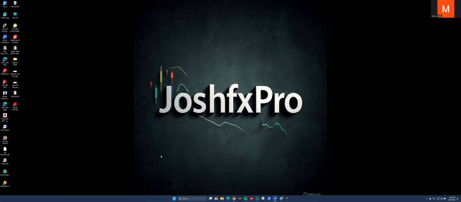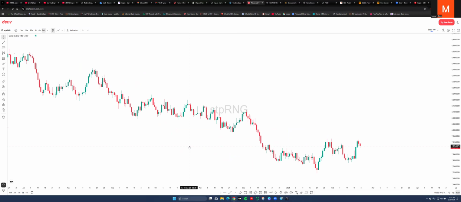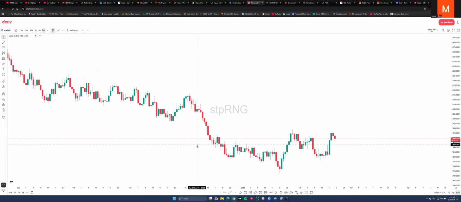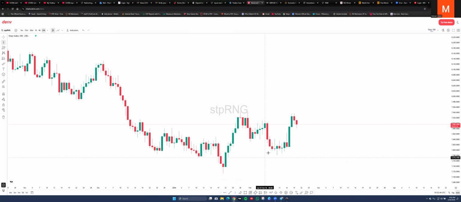Okay, so I want to do a back test of a synthetic pair. This happened to be the Step 100 index. I want to back test what happened the previous week before this week. Today is Friday, so from tomorrow, Saturday, I'll be back testing this week's trades. Okay, I'll be back testing this week's trades.